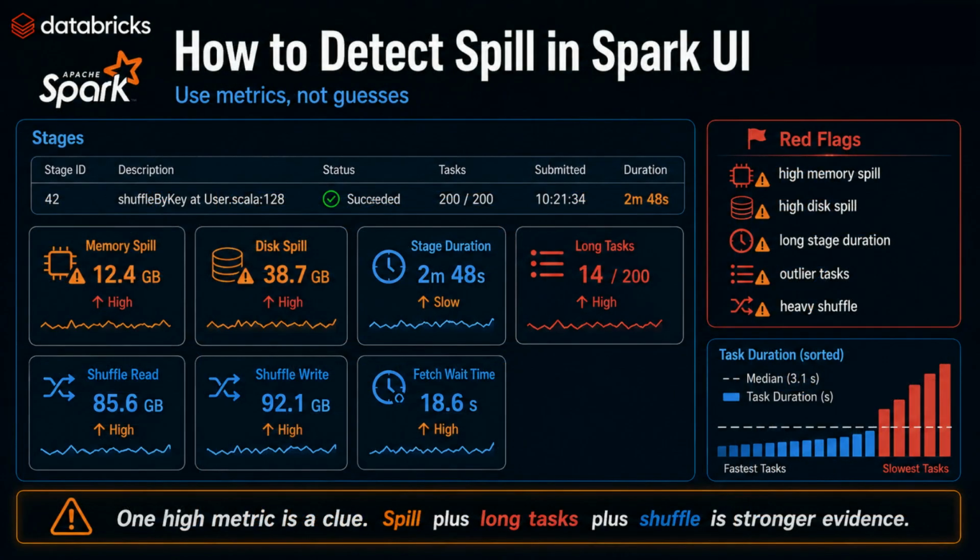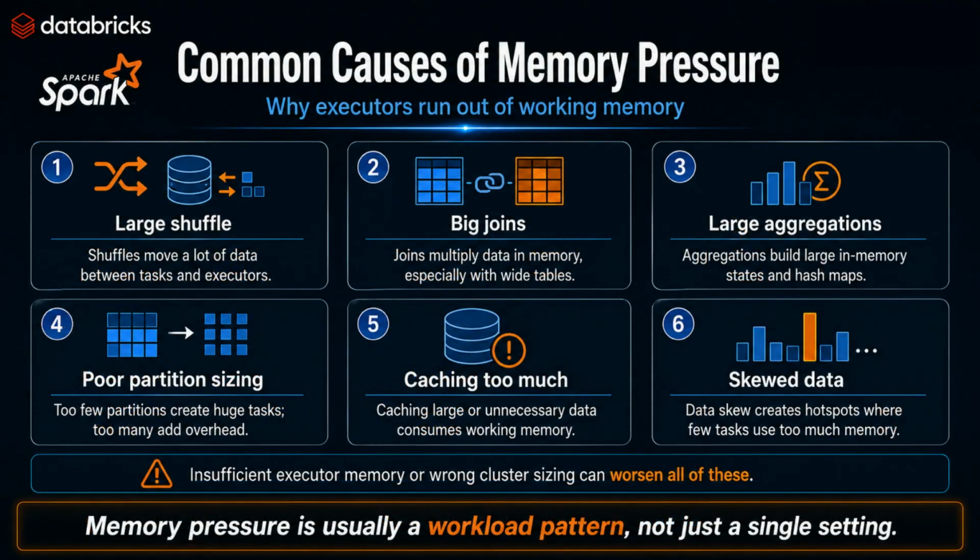The best way to detect spill is to use Spark UI and check the metrics. Start with the stages that have high duration or low throughput. Then look for memory spill and disk spill values. If memory spill is high, Spark is struggling to keep working data in memory. If disk spill is high, Spark is writing a lot of data to local disk, which usually hurts performance more. Also check shuffle read, shuffle write, fetch wait time, and long tasks. One high metric is a clue. But spill plus long tasks plus heavy shuffle is much stronger evidence that memory pressure is affecting your job. Use metrics, not guesses.